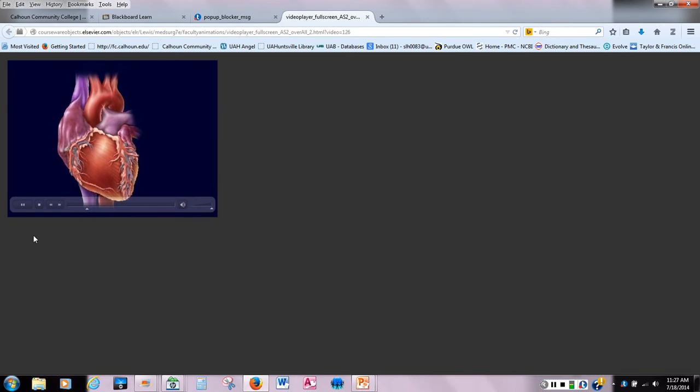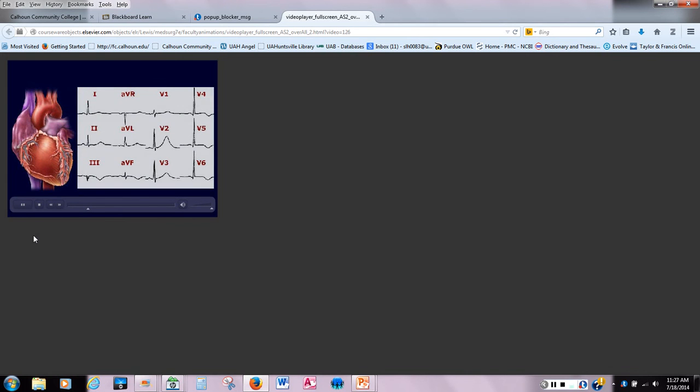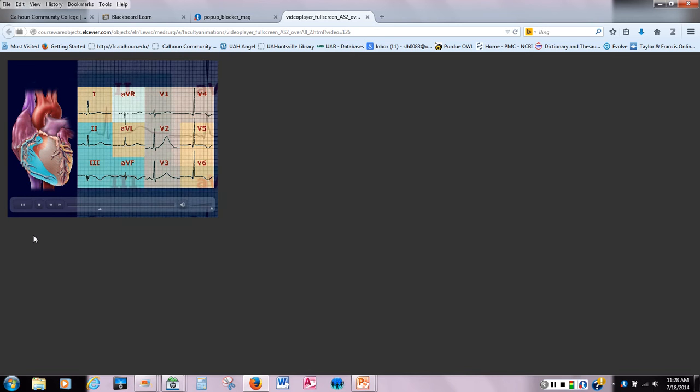The 12-lead electrocardiogram, or EKG, records cardiac conduction in the various regions as shown. The right coronary artery, in blue, is represented by leads 2, 3, and AVF. The left coronary artery, in gray, by leads V1 through V4. And the left circumflex artery in tan, by leads 1, AVL, V5, and V6.